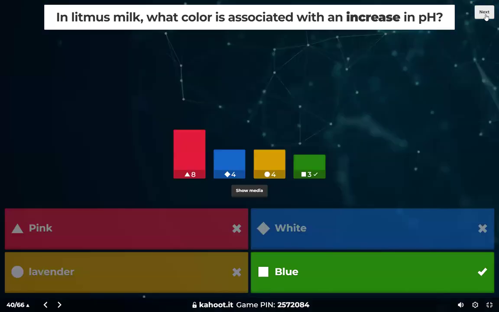So yet again, blue is base, and base is an increase in pH. Happens for the litmus milk too, not just the bromothymol blue. So anytime that you see a blue shift in color in our pH indicators, whatever they are, it's going to be alkaline, which is the same thing as base. Increase in pH, right?